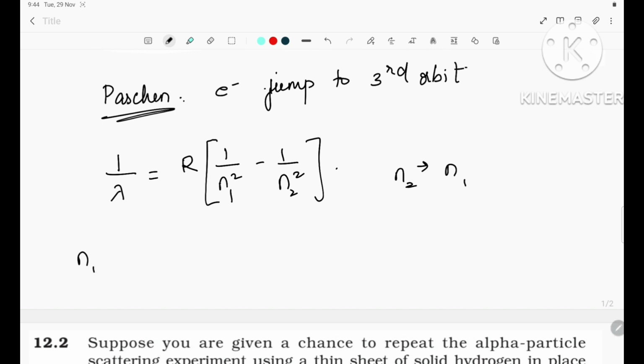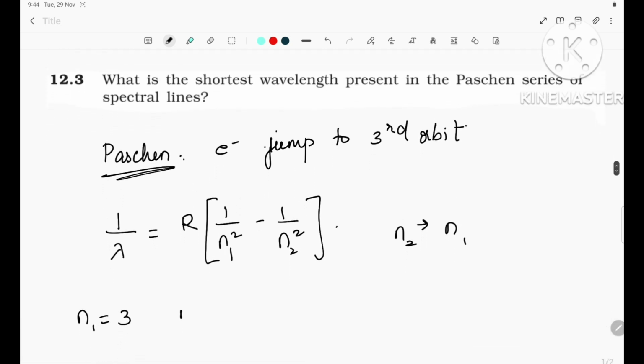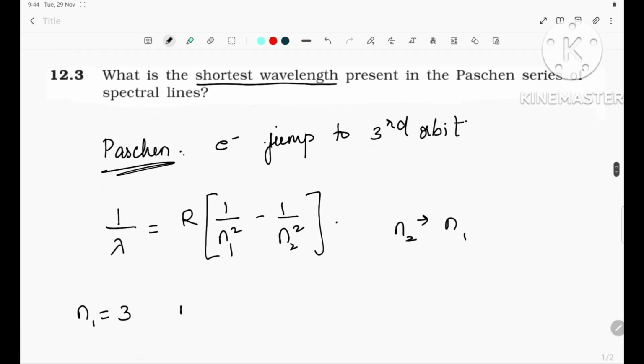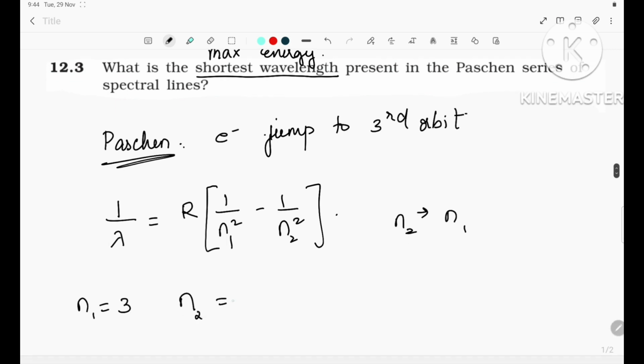So in this case n1 should be equal to 3, and they are asking for the shortest wavelength. Shortest wavelength means maximum energy. In our case maximum energy will be the one which has the maximum difference in energy level. So the maximum difference will be if n2 is from infinity. From infinity to the third orbit you will have the maximum difference in energy in the case of the Paschen series. So n2 is infinity and n1 is 3.